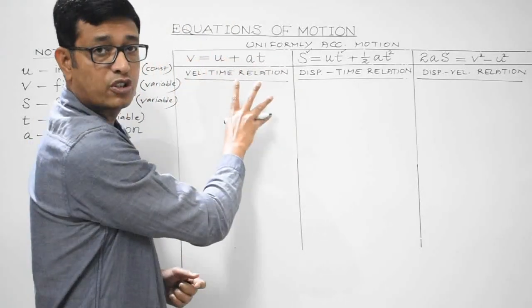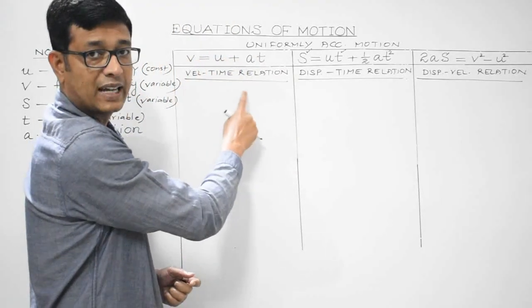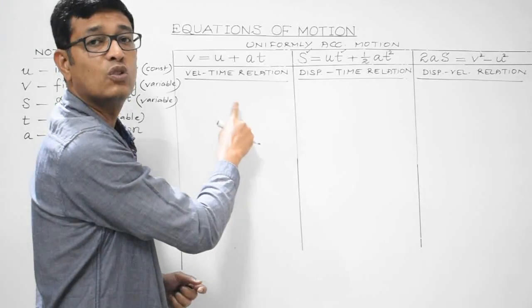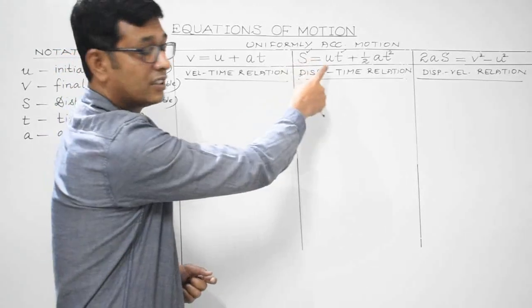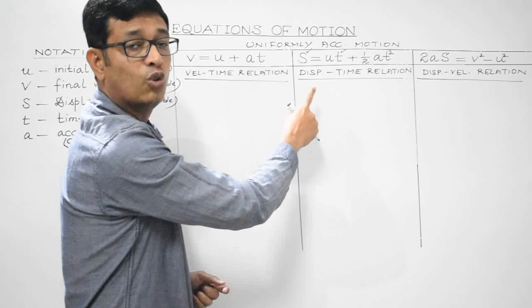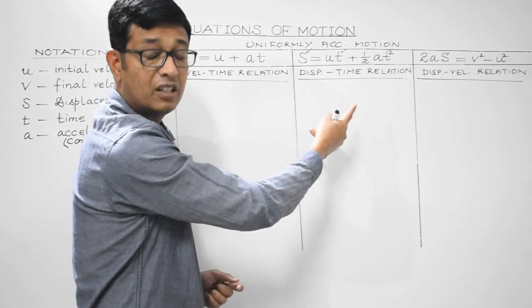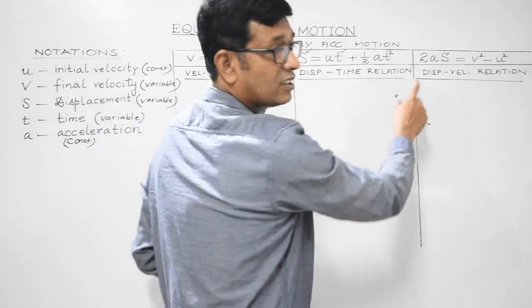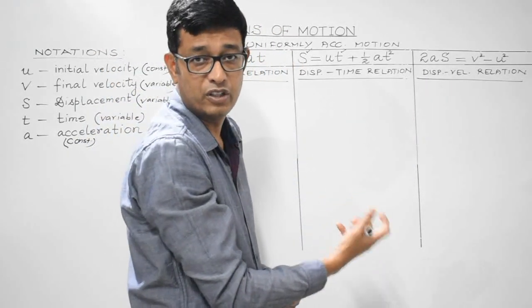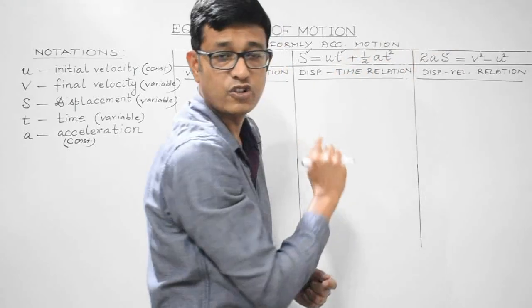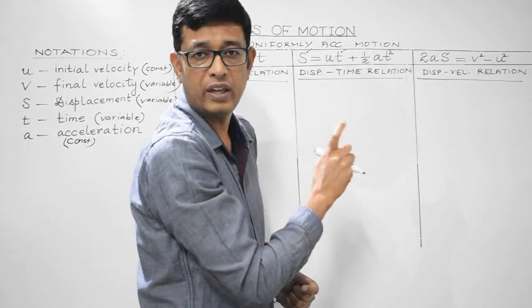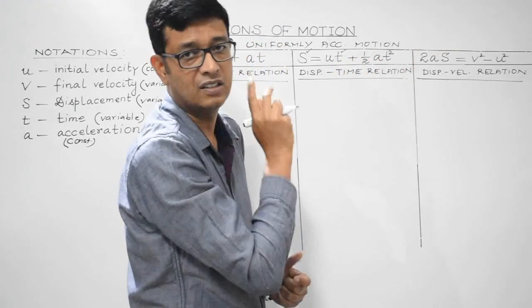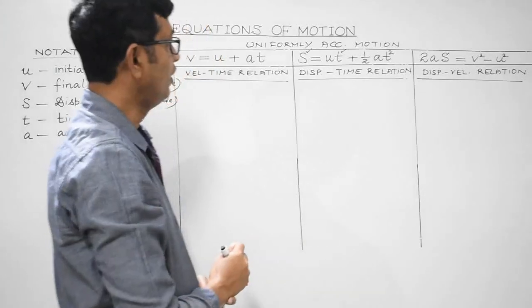This is the first equation of motion. It is also known as the velocity time relationship, and it is v equals u plus at. This is the second equation of motion, known as the displacement time relationship. It is s equals ut plus half at square. This one is the third equation of motion, the displacement velocity relationship, and it is 2as is equal to v square minus u square, right?